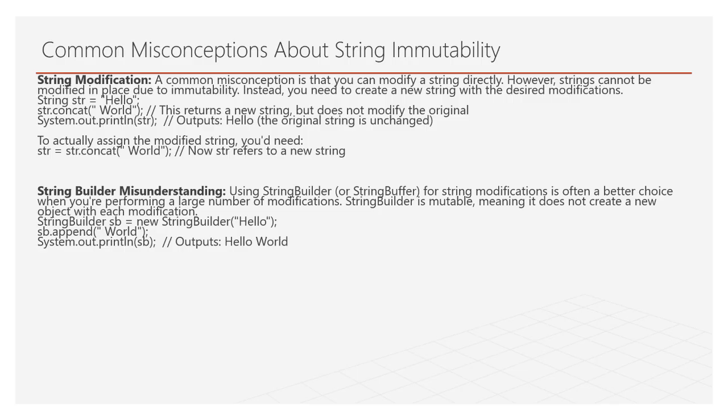Basically, these are all mutable versions of string. So this is basically used for string modification. It is often a better choice when you are comparing with the string, and when you want performance, as a large number of modifications are happening. We consider these two things, right?